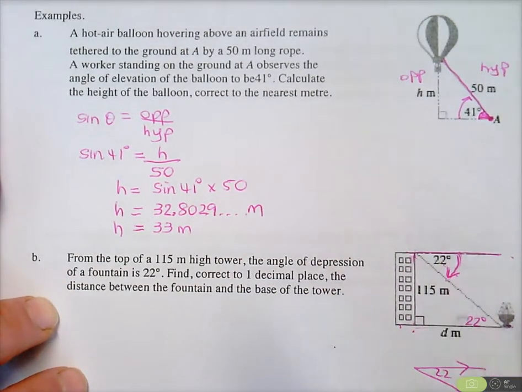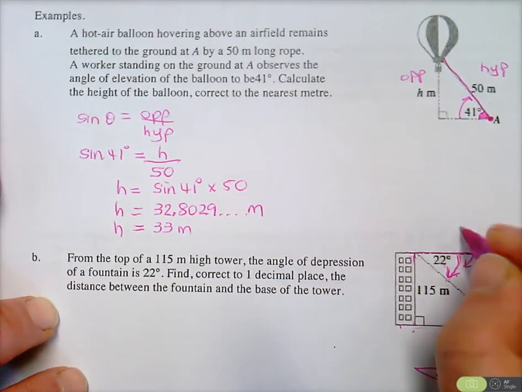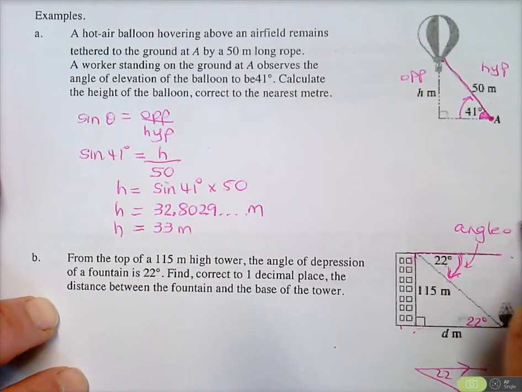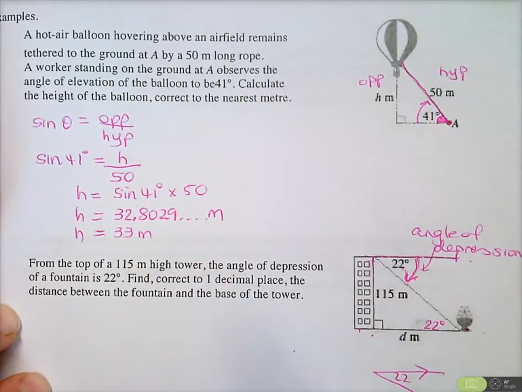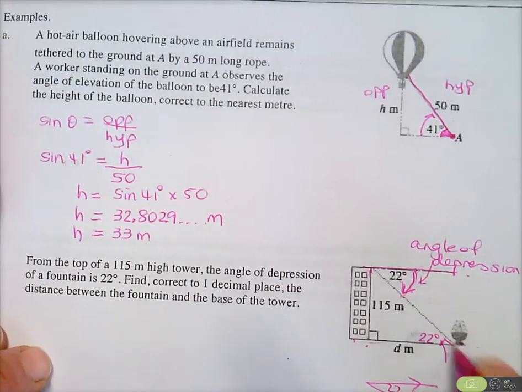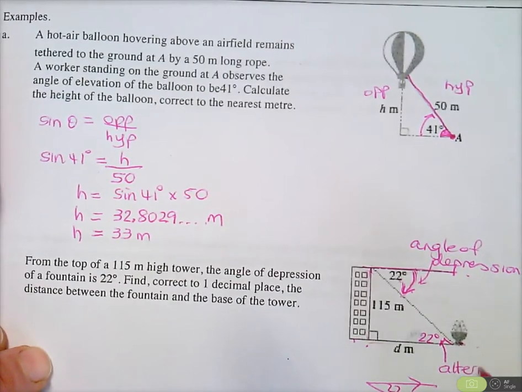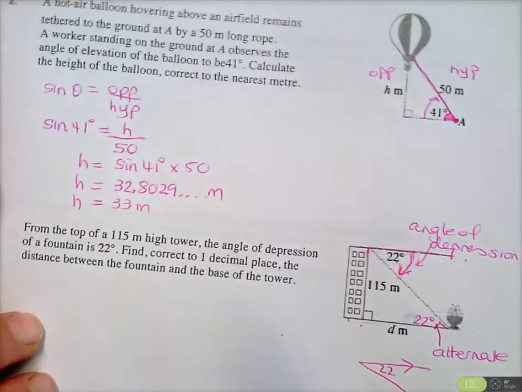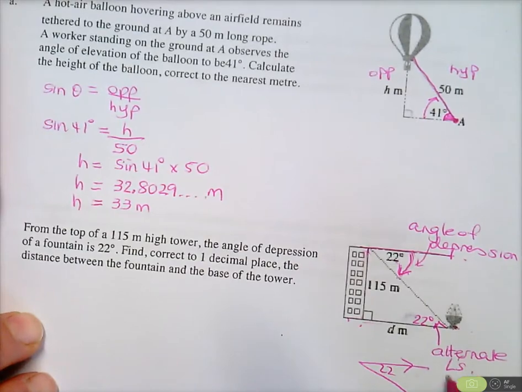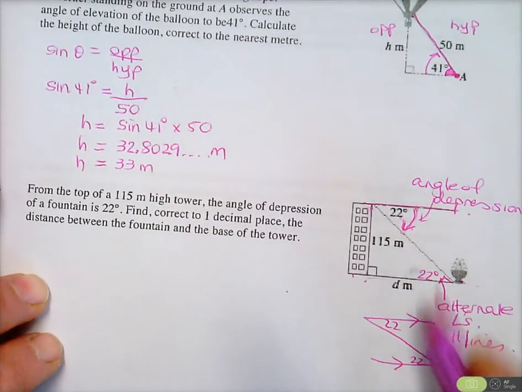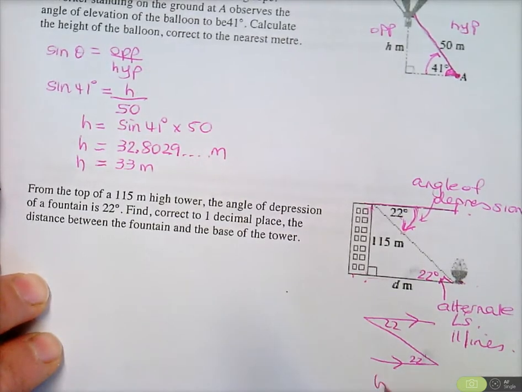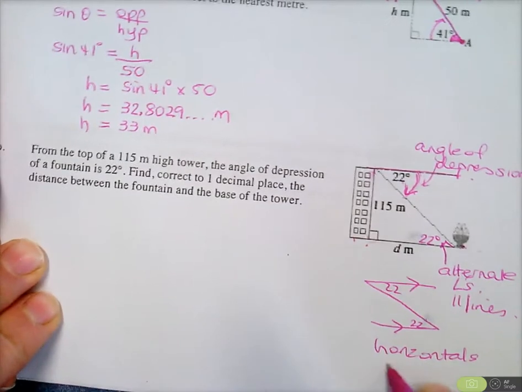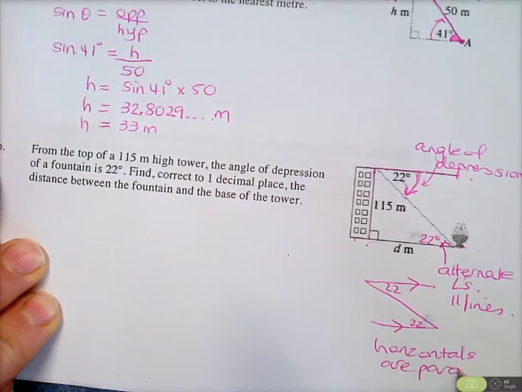So this angle up here is the angle of depression. Can you write somewhere, by alternate angles, that this is 22. So we've got alternate angles, parallel lines. What are the parallel lines? The two horizontal lines. The horizontals are parallel because they're both horizontal.